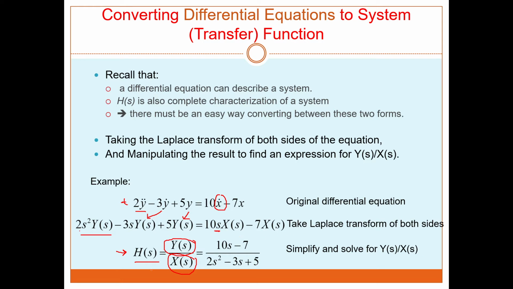Now we want to solve for H(s), the system response, equivalent to Y(s) divided by X(s). So you just factorize Y(s) here and also X(s). Now it will become (10s minus 7) divided by (2s squared minus 3s plus 5).